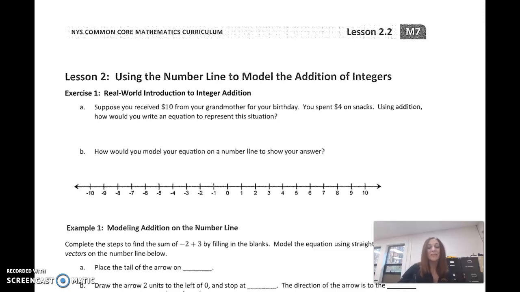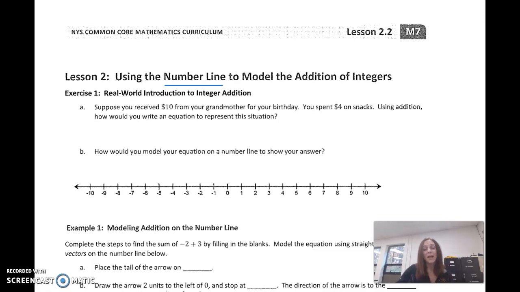All right, lesson 2 is on using the number line. Using the number line to model the addition of integers. So we're going to be focused on how we represent adding integers.